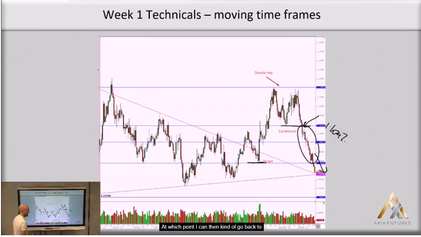At which point I can then go back to what I call neutral and just go, I don't know. I don't need to know. If I don't know where it's going, that's fine. I can leave it alone and worry about something else that I'm more confident where it's going.